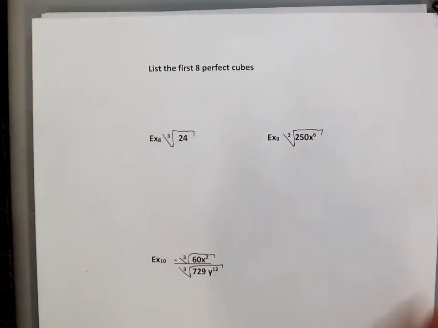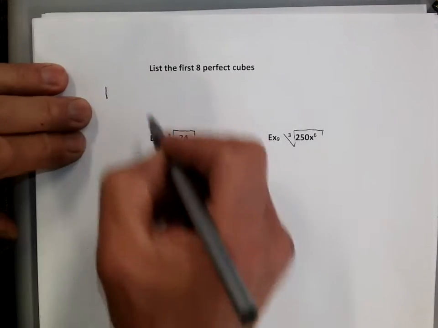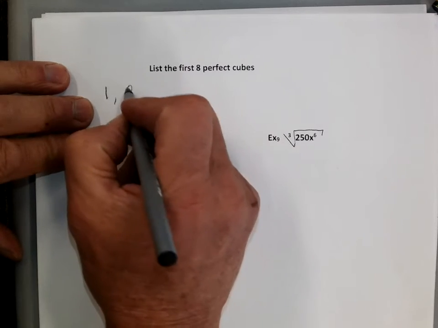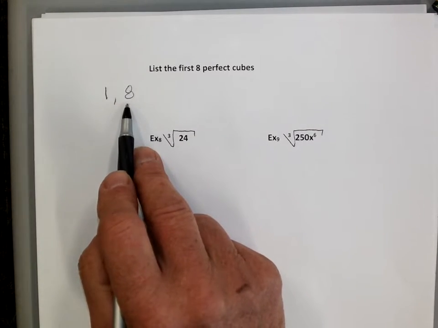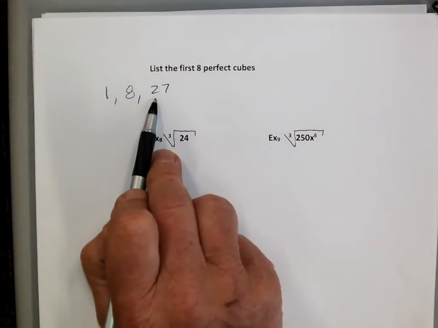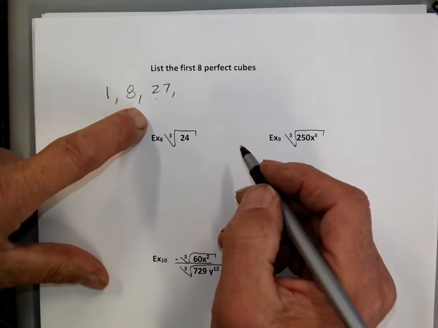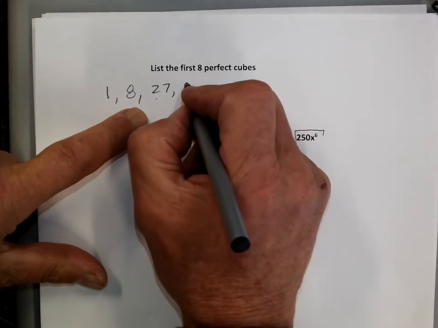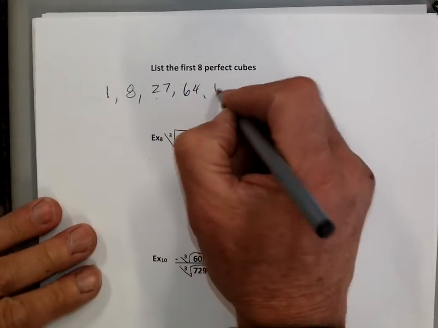Well, cube roots are a number times a number times a number. Let's see, so 1 is a cube root, but so is 8. 8's a perfect cube because 2 times 2 times 2 is 8. Well, what about 27? Yes, 3 times 3 times 3, right? What about 64? Yeah, because 4 times 4 times 4.